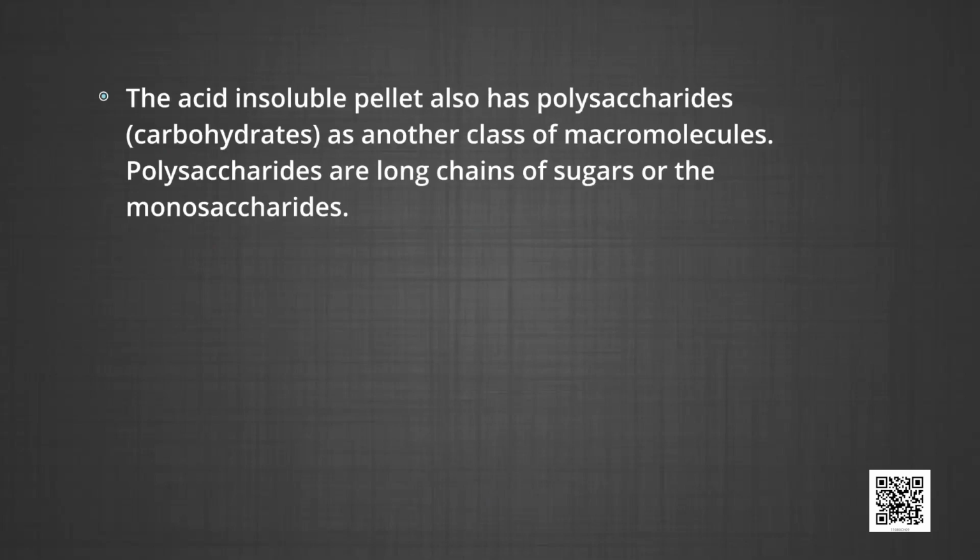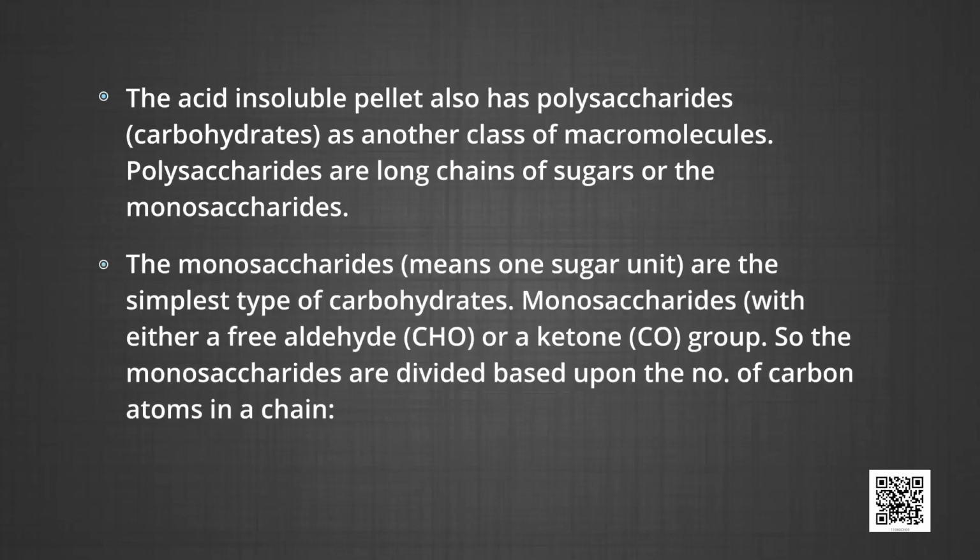The acid insoluble pellet also has polysaccharides, or you can say carbohydrate, as another class of macromolecules. The polysaccharides are long chains of sugars or the monosaccharides. The monosaccharide means one sugar unit. Mono means one, saccharide means sugar. These are the simplest type of carbohydrate.